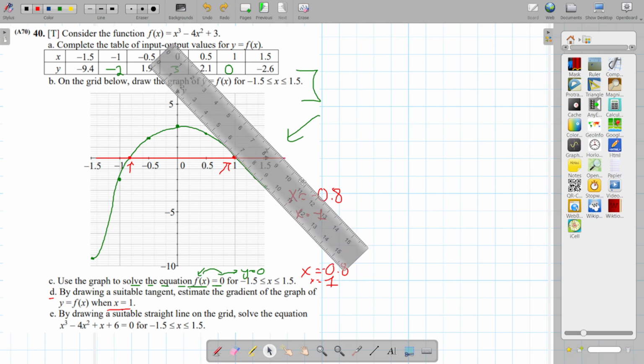Exactly. x equals 1. Okay, I'll draw it like this.